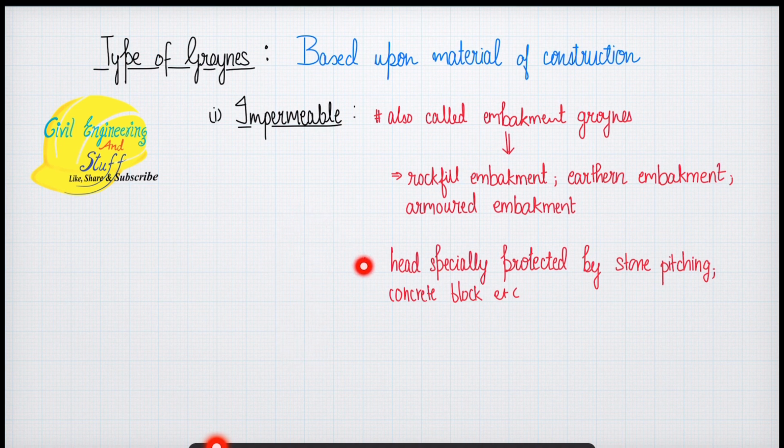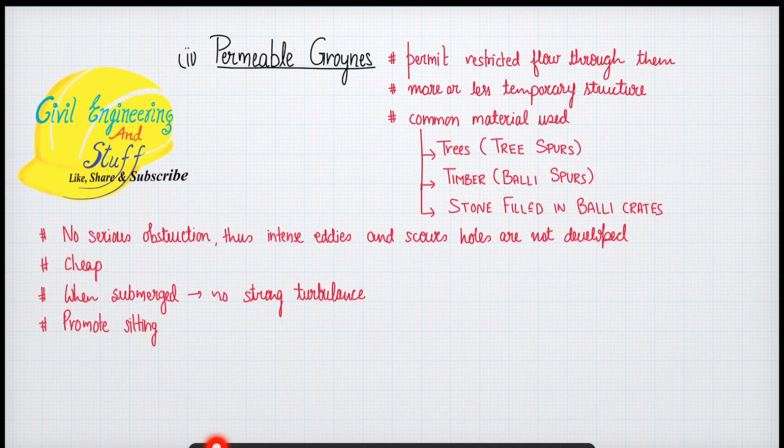Then we cover the soil with a lining of concrete, and then we cover it with a layer of stones. The head especially is protected by stone pitching and concrete blocks, so as to ensure that the impact of flowing water is properly resisted. Then we have the permeable groynes, which permit somewhat partial flow of the water through them.